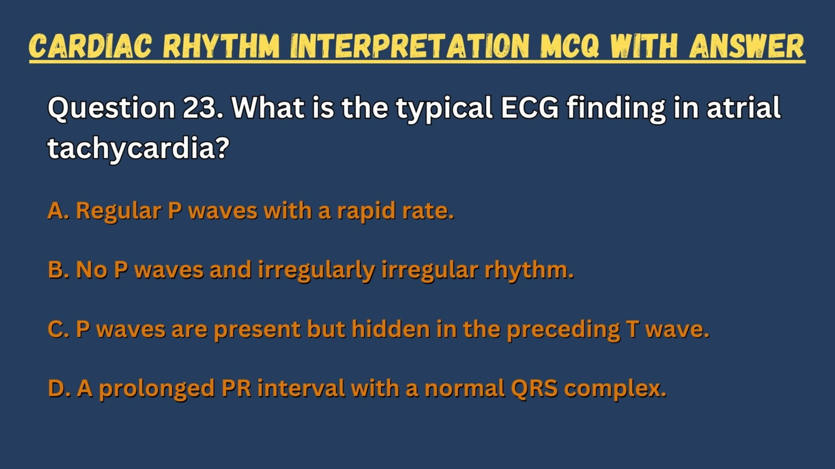Question 23. What is the typical ECG finding in atrial tachycardia? A. Regular P waves with a rapid rate. B. No P waves and irregularly irregular rhythm. C. P waves are present but hidden in the preceding T wave. D. A prolonged PR interval with a normal QRS complex.